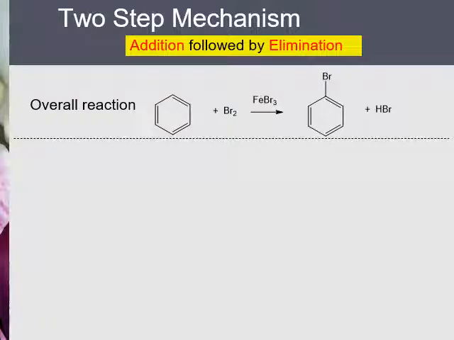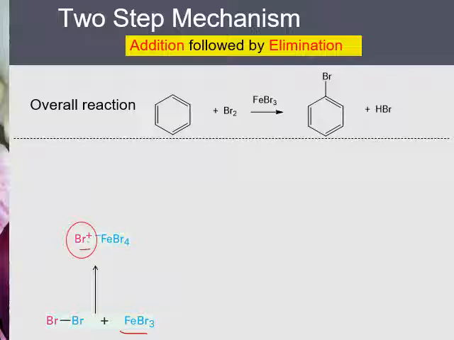Now let's look at the mechanism of aromatic electrophilic substitution reaction. So first, the bromine molecule has to be activated by a catalyst. In this case, we use iron bromide, a Lewis acid. So they combine and form the bromonium ion.